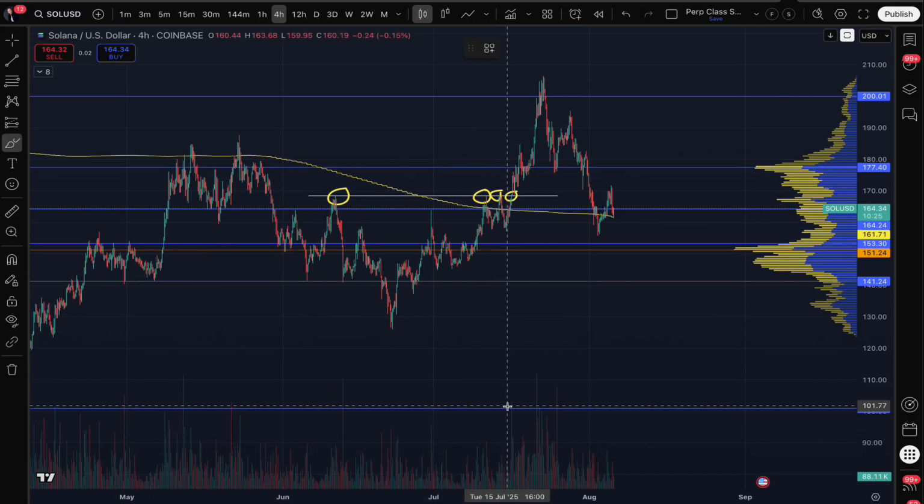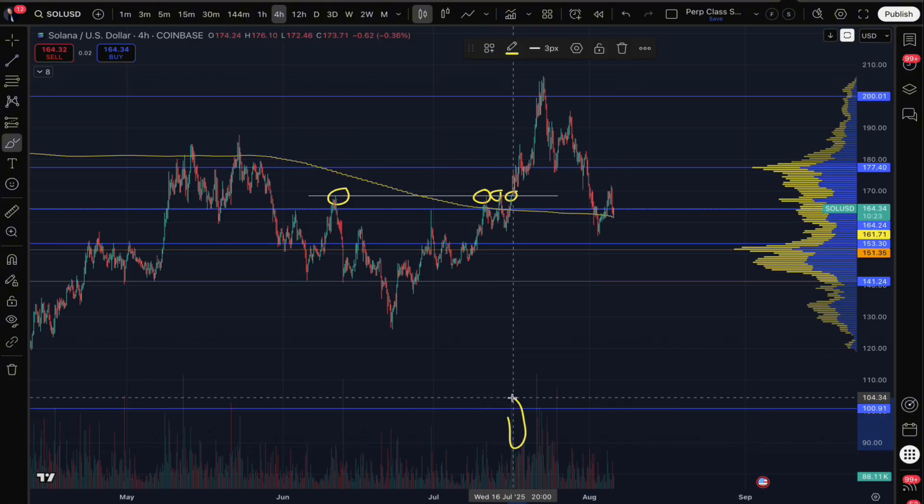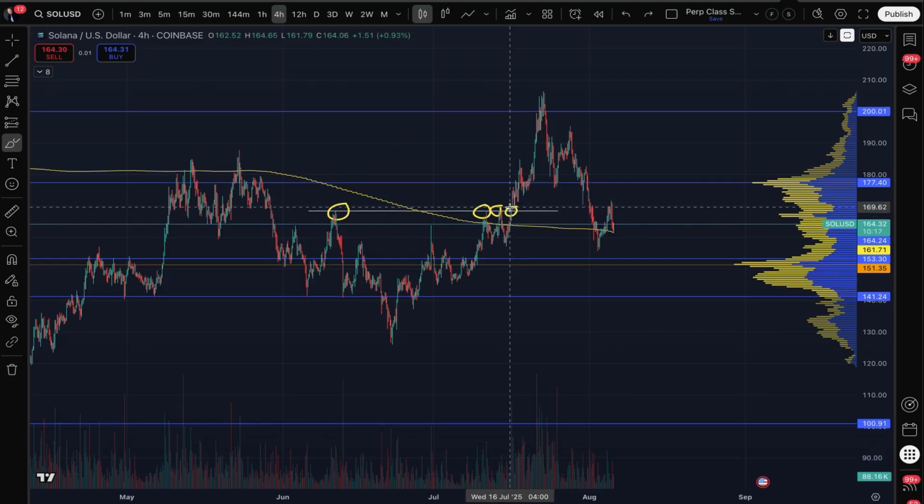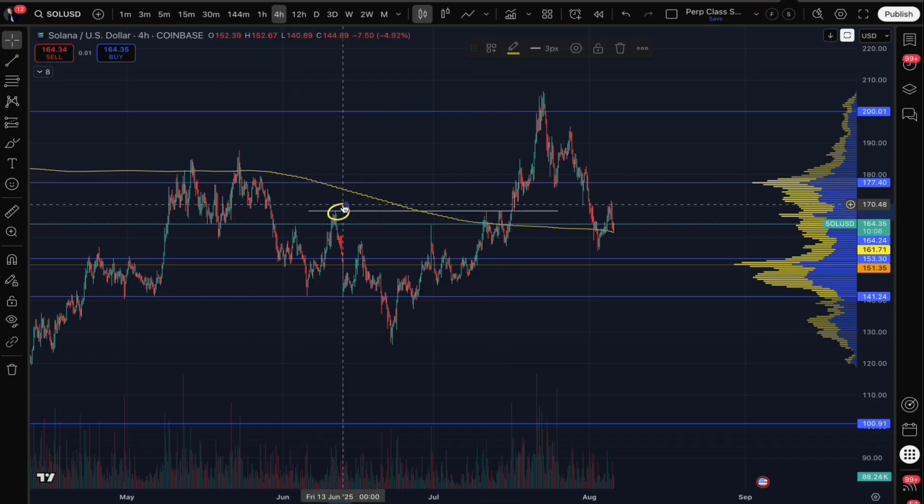And you can see on that breakout candle right there, we had a good volume spike, confirming that as a genuine breakout. If you ever see a breakout and there's no volume behind it, it is most likely going to be a fake out and just temporarily break the trend line before reversing in the other direction.